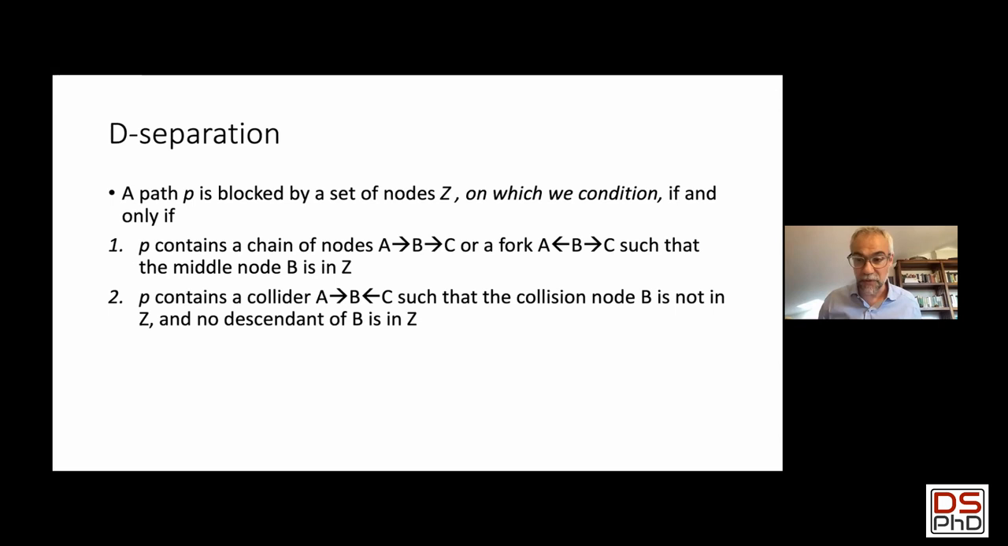A path P is blocked by a set of nodes Z, the set on which we condition, if and only if P contains a chain of nodes A, B, C, or a fork A, B, C, such that the middle node B is in Z, or P contains a collider A, B, C, such that the collision node B is not in Z, so we don't condition on it, and no descendant of B is in Z. This is a definition, and as a definition it is rather not user-friendly, but we will see it in action.